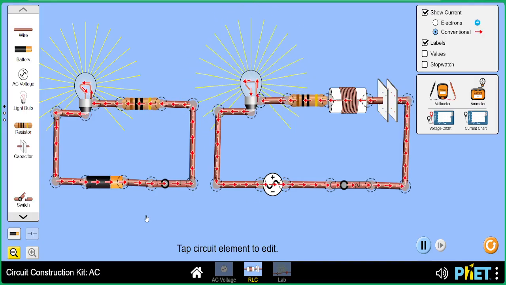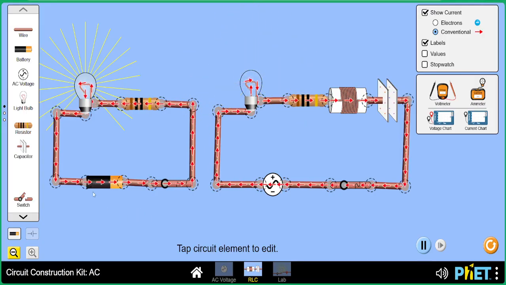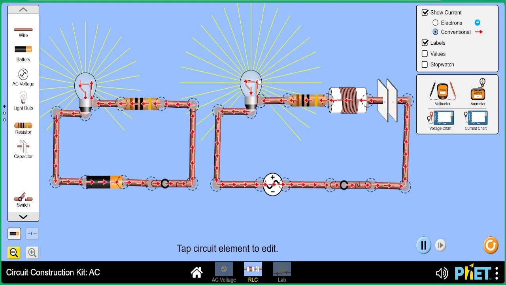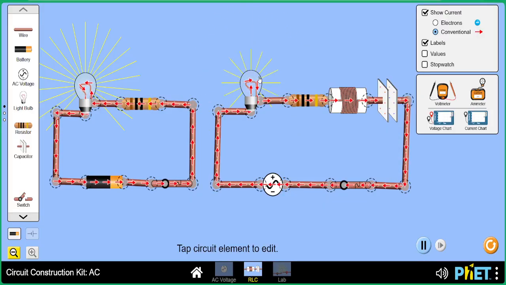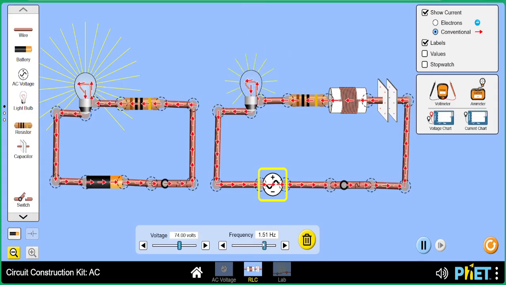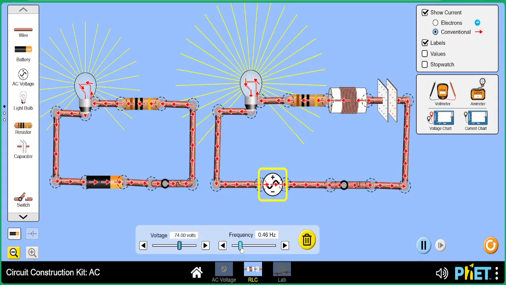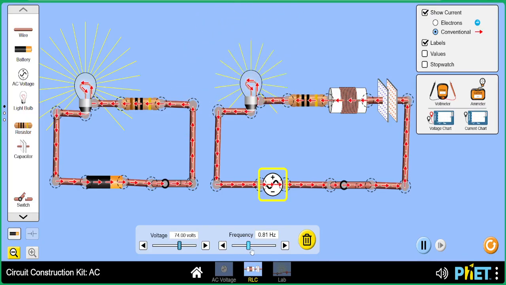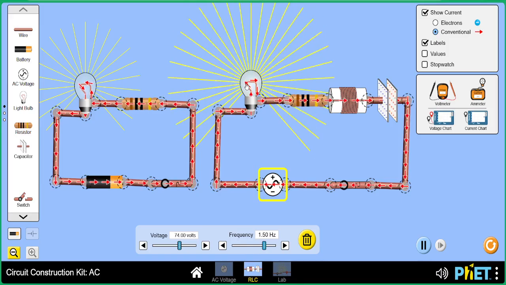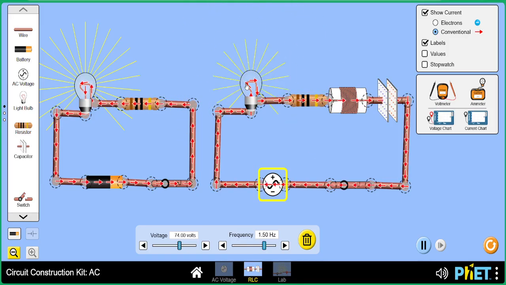Is that okay? Now, the fourth difference is that frequency plays no role with respect to DC. So can you notice that the bulb here is steady, whereas the bulb here goes on and off, like that. If I click on this source, you notice that there is a provision for us to either reduce the frequency or increase it. So if I increase it, you notice that the bulb begins to go on and off in a much faster way.